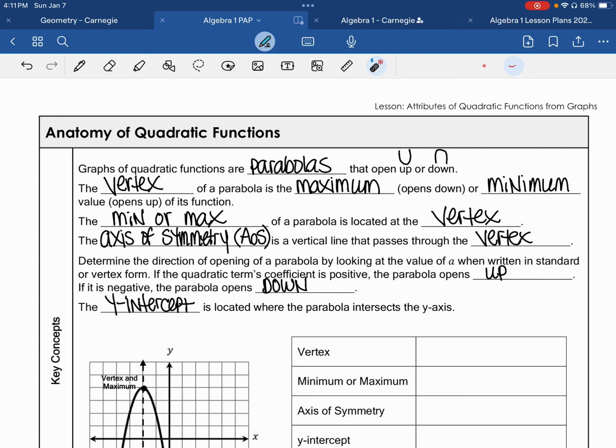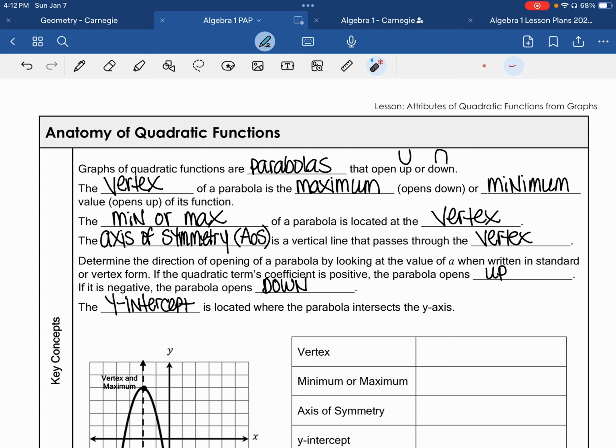If the quadratic term's coefficient is positive, then the parabola opens up, and it would look like this. If it is negative, then the parabola opens down. So we're just going to look at that leading coefficient, and we're going to see today in standard form and vertex form, and we'll be able to identify without graphing technology if my graph is opening up or down, by if that leading coefficient A is positive or negative.